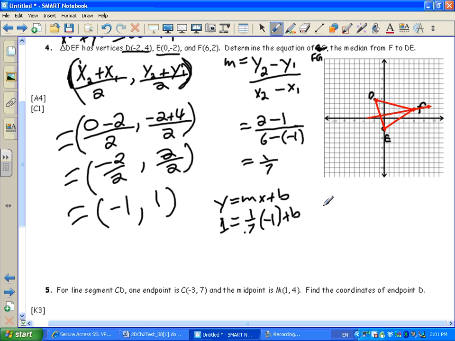Okay. So now we need to equate this. So our next line will read 1 is equal to negative 1 over 7, because negative 1 times 1 over 7 is negative 1 over 7, plus b. Then we're going to move the negative 1 over 7 to the other side of the equation. So it becomes 1 plus 1 over 7 equals b.